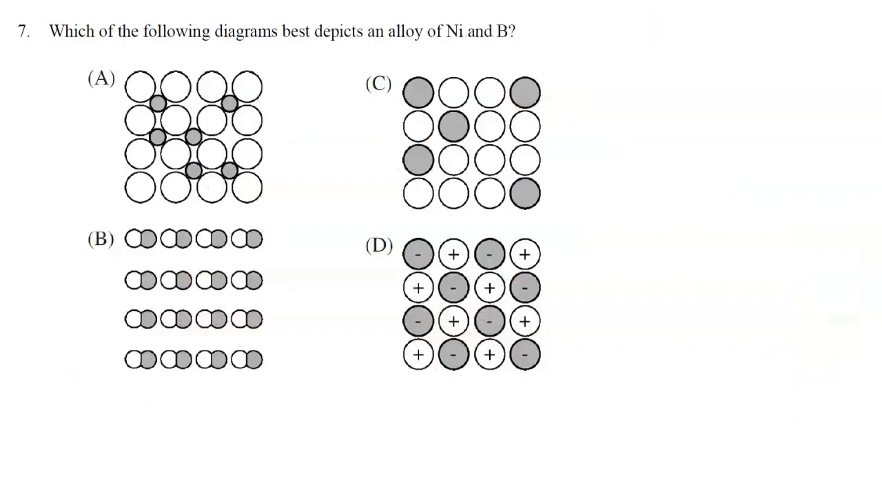Now, let's take a look at question 7. Question 7 says, which of the following diagrams best depicts an alloy of nickel, Ni, and boron, B? So we see 4 different particle diagrams, and the word alloy is mentioned in this question.